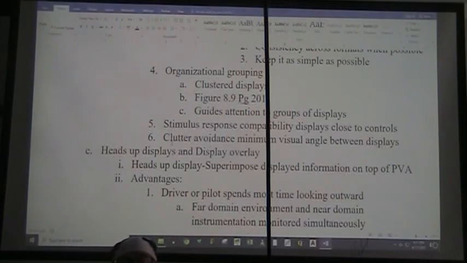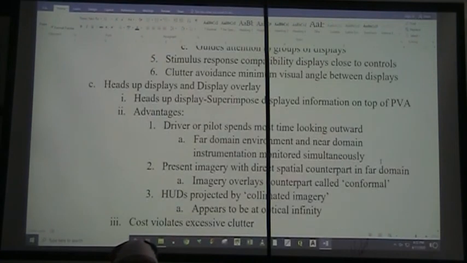All right, so we want to organize and group our displays. With a stimulus-response kind of thing, we will also want our compatible displays to be close to our controls. I know that my human factors teacher always used to say, compatibility is the key to human factors. We want clutter avoidance, but we still want the minimum visual angle between displays, right? If something is out of sight, it's out of mind, as the old cliche reminds us.